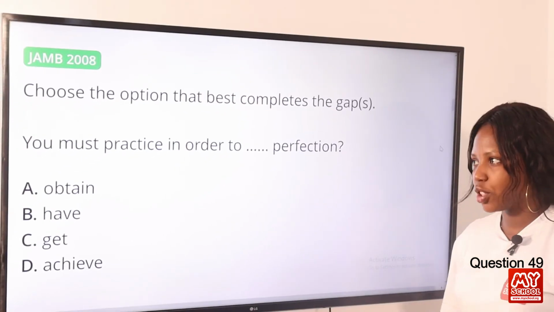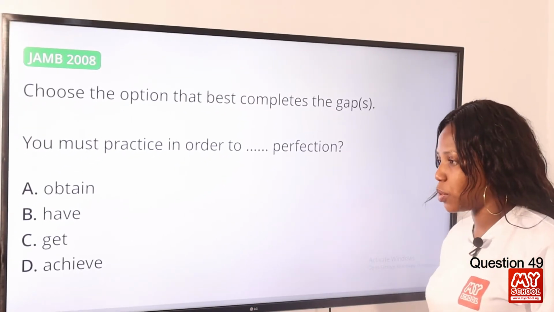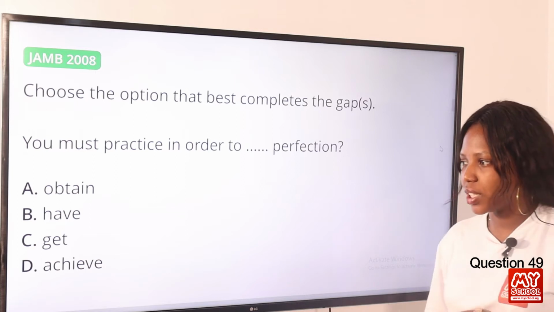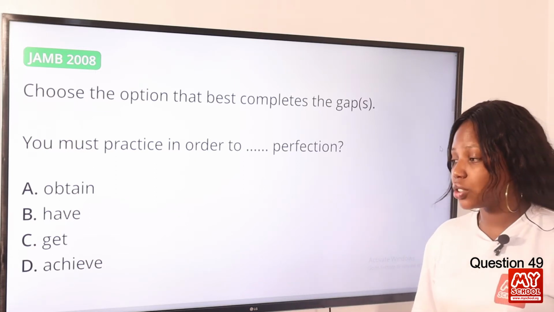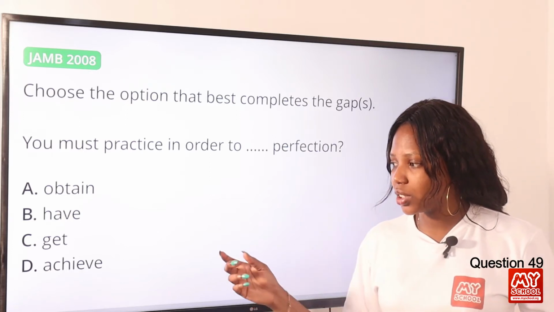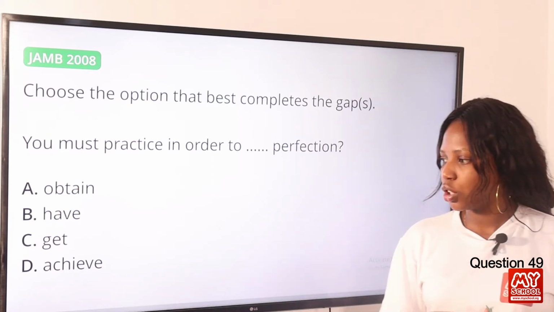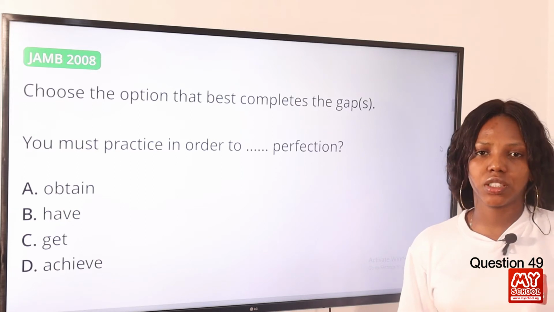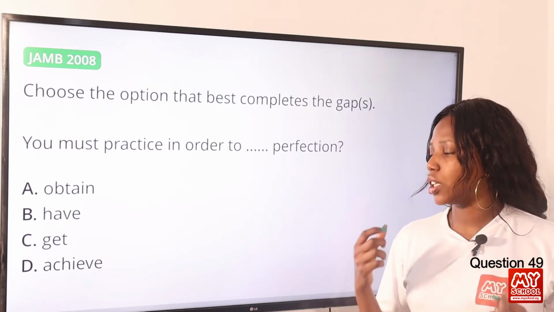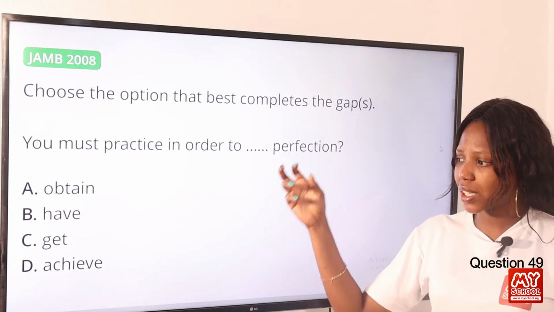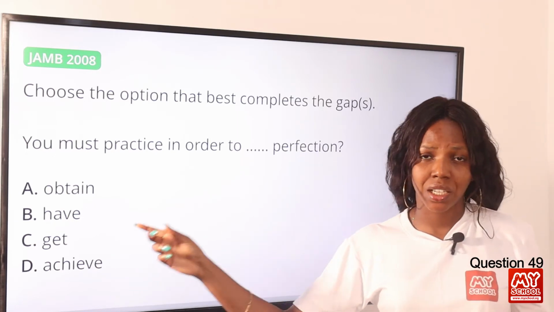Question 49. You must practice in order to dash perfection. Option A, obtain. Option B, have. Option C, get. Option D, achieve. The answer to this question is achieve. Based on this context, achieve here means to reach a desired objective by skills or effort. So you must practice in order to achieve perfection. So in this context, achieve is the best answer to this question.